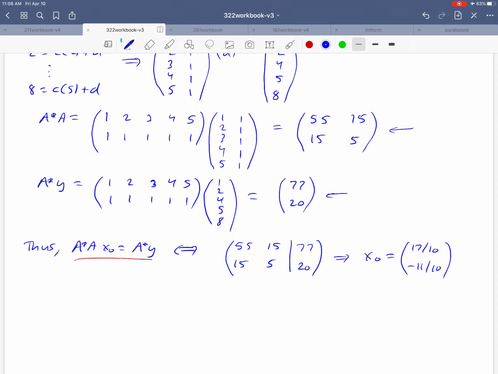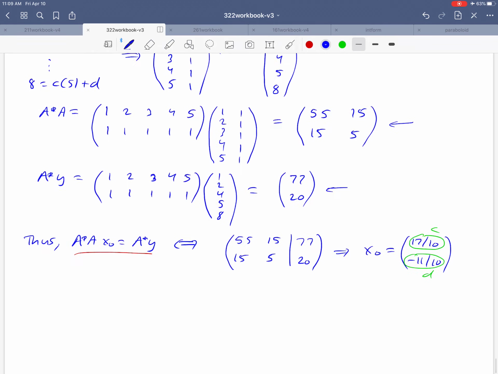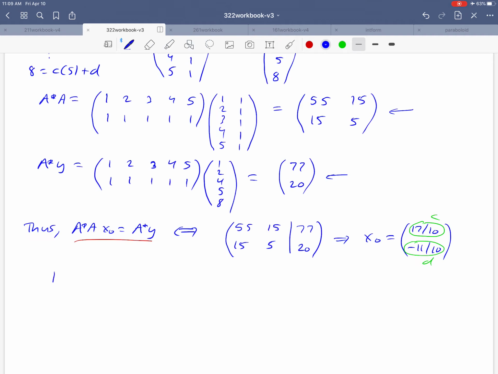Remember the significance of those two numbers that we found. They are just the c and the d, the slope and the vertical intercept of the best fit line. So what we wind up with is a best fit line that looks like this: 1.7, that's the 17/10 that's here, and then -11/10 is -1.1. Whoops, I forgot my variable. There's our line of best fit.